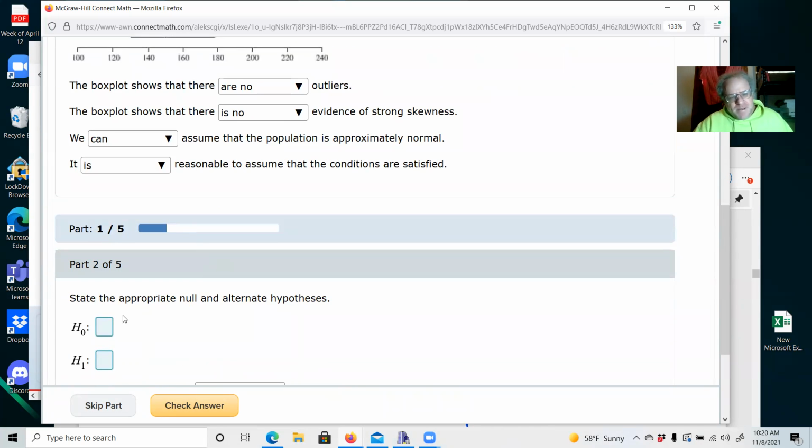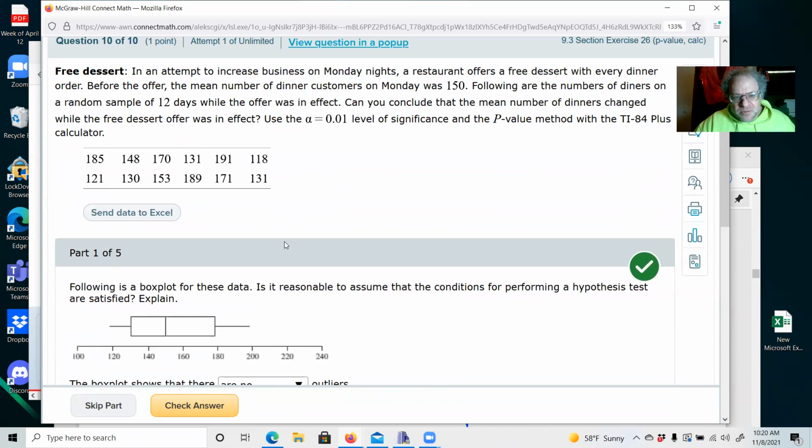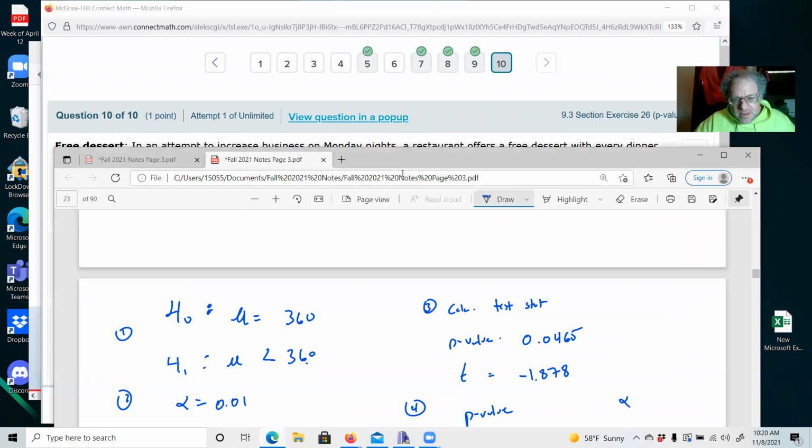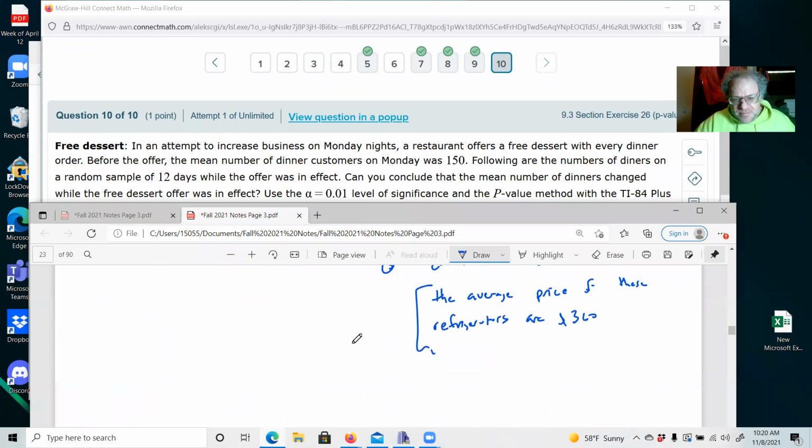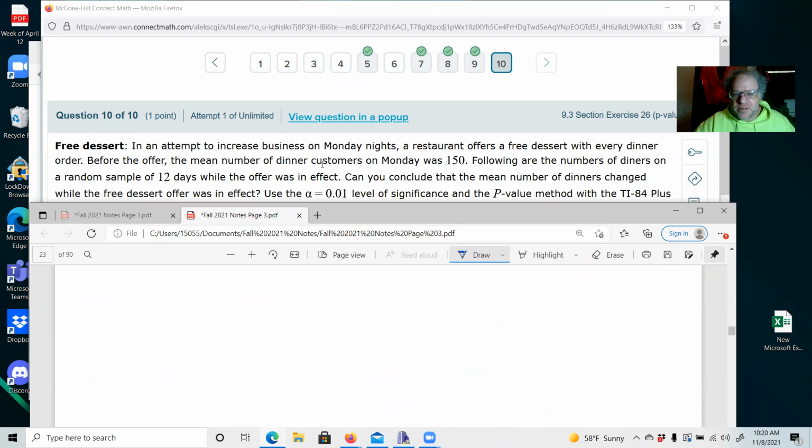So state the null, and okay, let's go through the problem here. All right, what do we have? In an attempt to increase business on Monday nights, a restaurant offers a free dessert with every dinner order. Before the offer, the mean number of dinner customers was 150. The following are numbers of diners on a random sample of 12 days while the offer was in effect. So they picked 12 Mondays at random. Can you conclude that the mean number of diners changed while the free dessert offer was in effect?